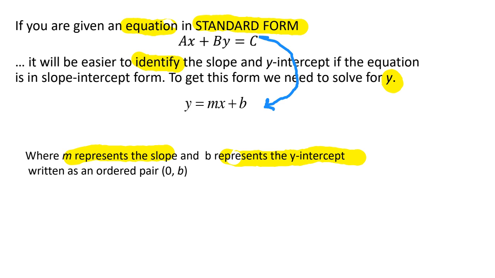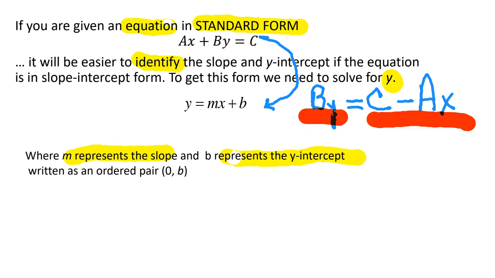We are going to subtract AX from C. So this will give me BY is equal to C minus AX. I am dividing both sides by the letter B.